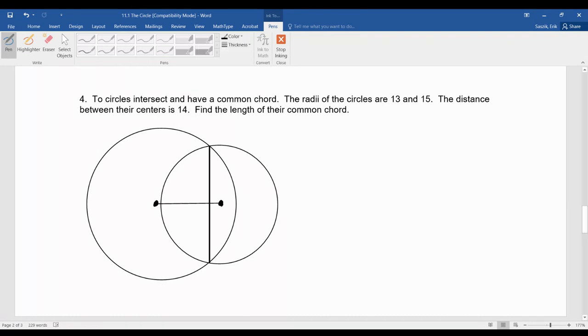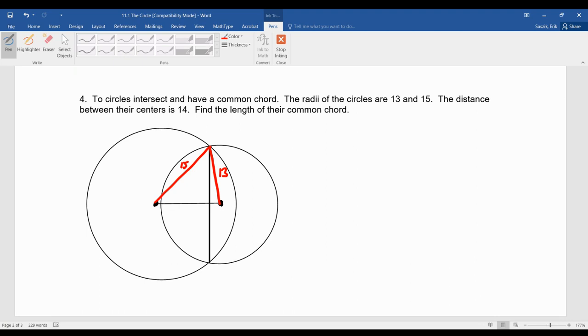And usually when you have a circle, drawing in a radius is a good thing. So I'm going to draw in a radius of the bigger circle. I'm going to draw in a radius of the smaller circle. Now, it told us that those radii were 13 and 15. Now, this one's a little bit weird. I mean, it's a tougher problem for sure.